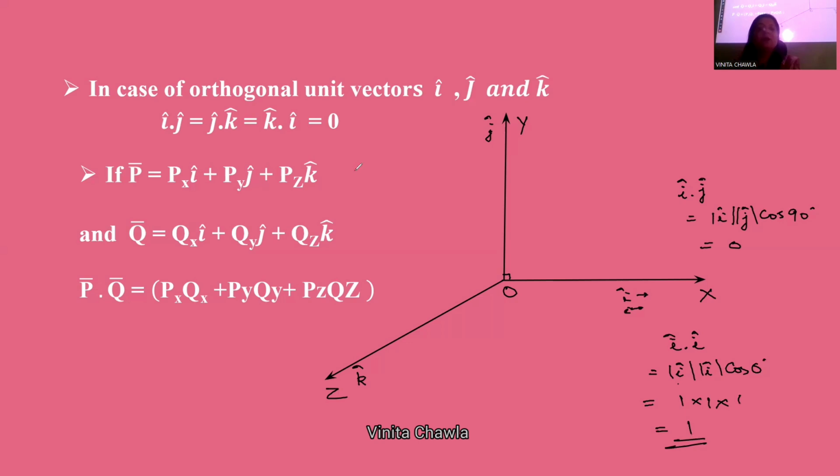Okay, so suppose we have vector P and vector Q, this is given to you, right? And we have to take the dot product of these two vectors.